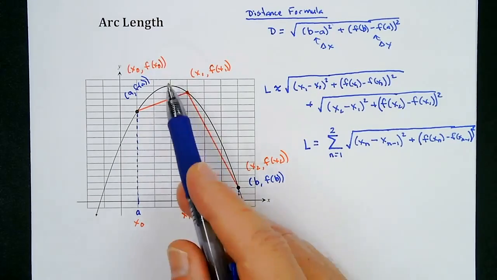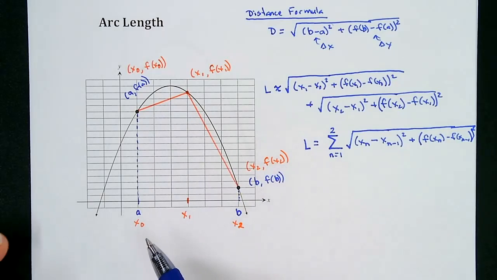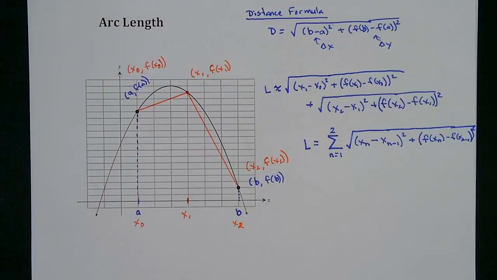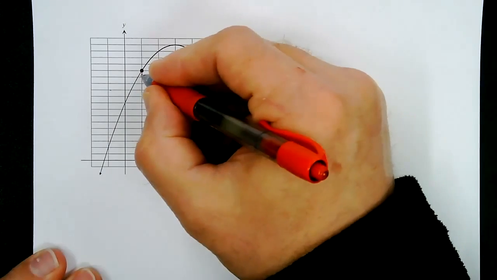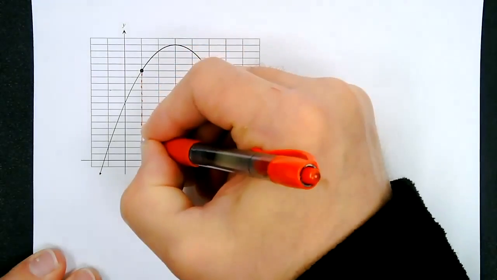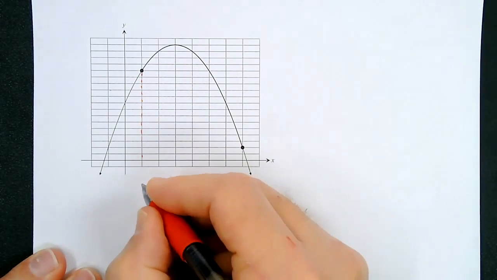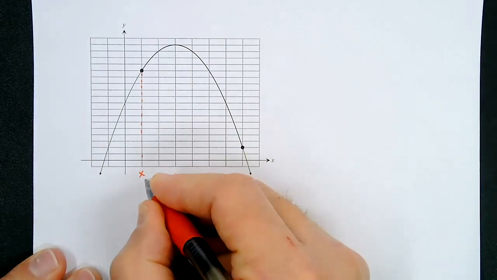This is actually 2 partitions, right? 2 segments, 2 partitions, okay? Let's go to the next one. So for this one, I still want to call this one x sub 0.